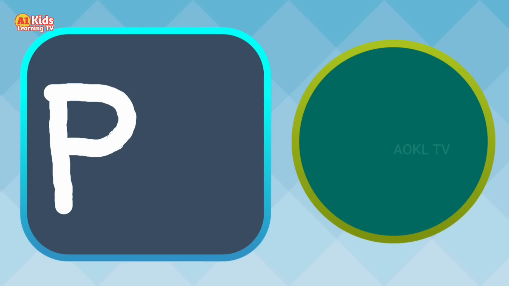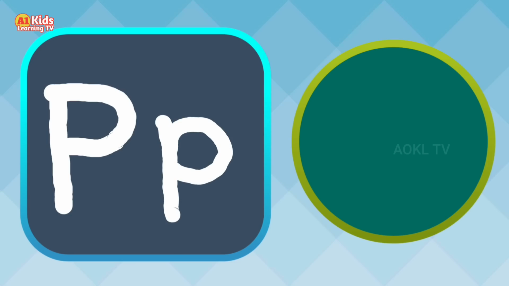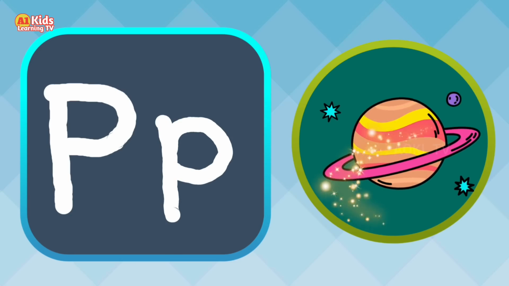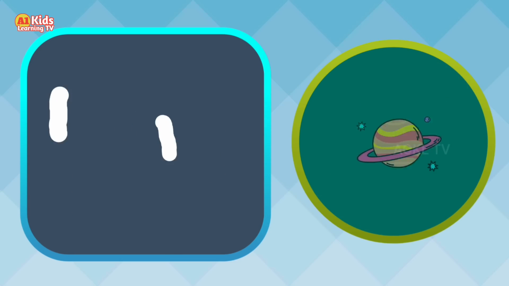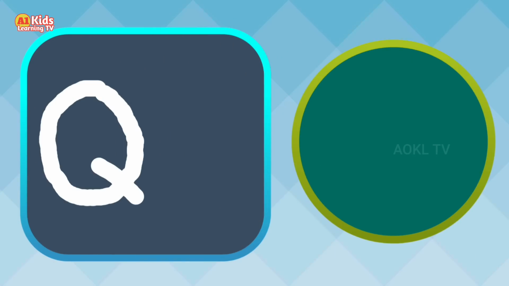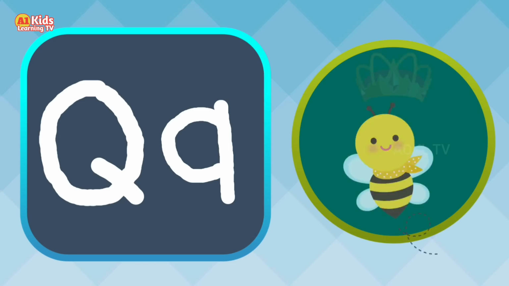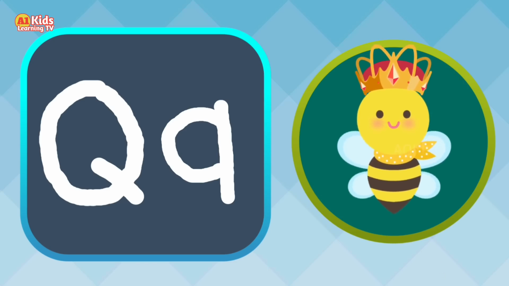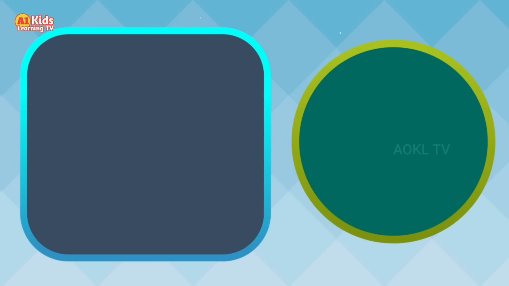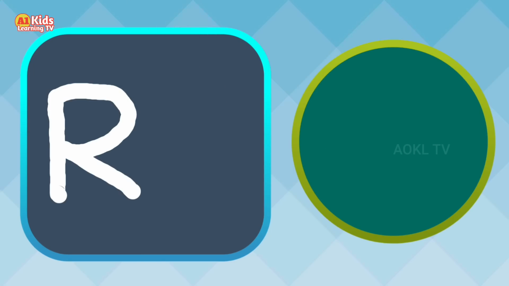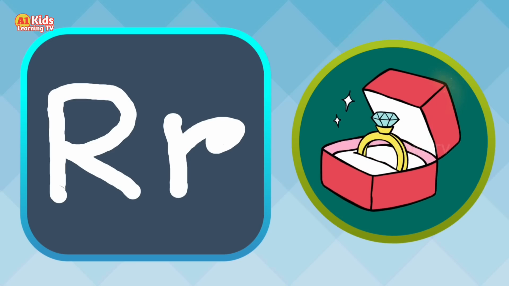This is capital P. This is small p. P for planet. This is capital Q. This is small q. Q for queen bee. This is capital R. This is small r. R for ring.